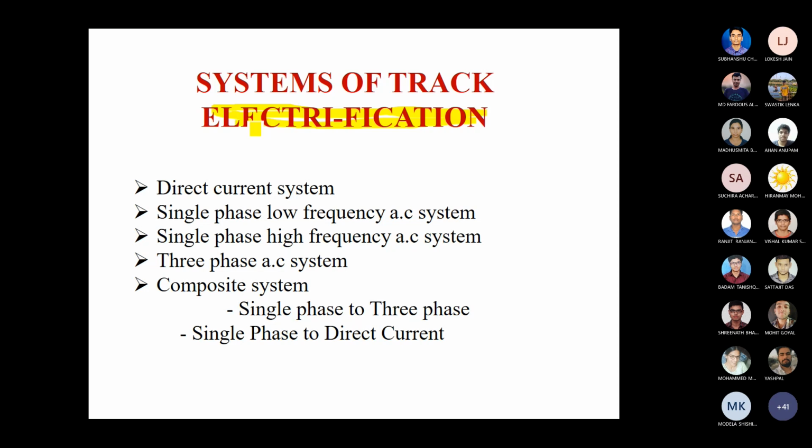Suppose your machine is DC, so you are getting AC power from your overhead contact wire. From there you use the pantograph to carry that current, and it comes to the transformer through an isolator and a circuit breaker. Which type of circuit breaker do you use? In the initial days, air blast circuit breakers were used, and now they use vacuum circuit breakers.